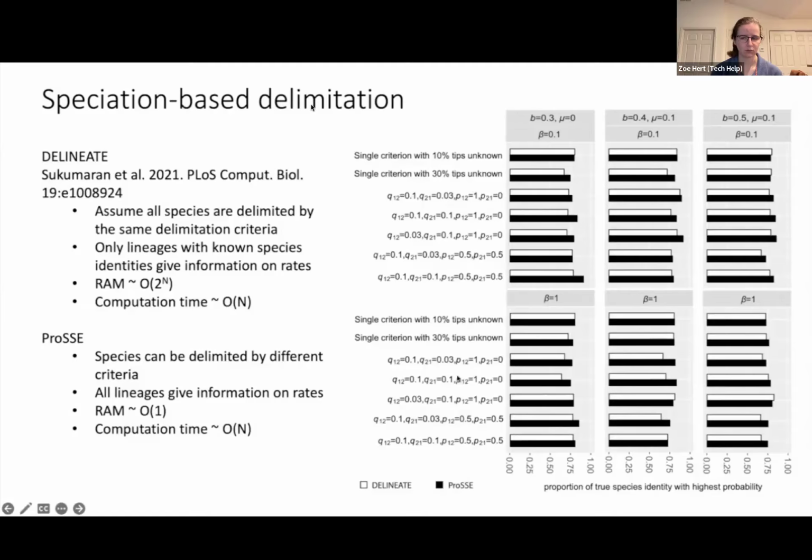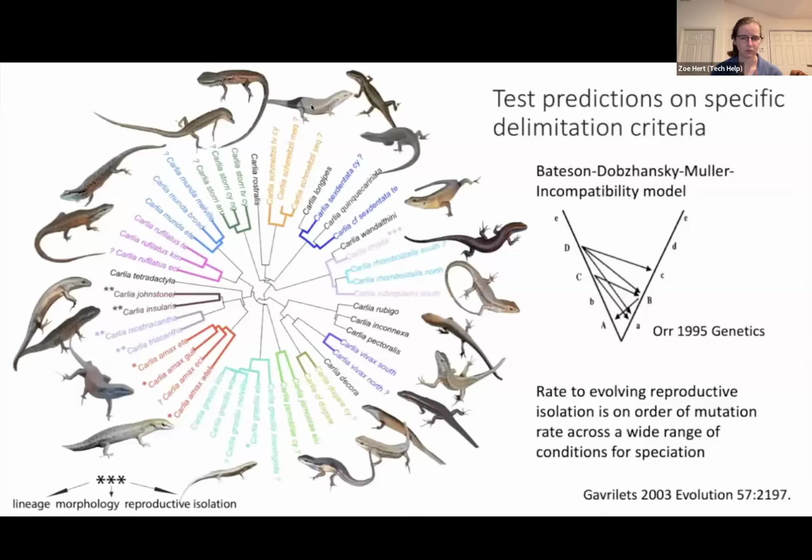And we have compared the power of both methods to correctly identify species identity in simulated lineages. PROSI has higher power than DELIMIT over a wide range of conditions. But the most important advantage of using PROSI is that it not only delineates species boundaries, but also allows us to test predictions on different delimitation criteria simultaneously.